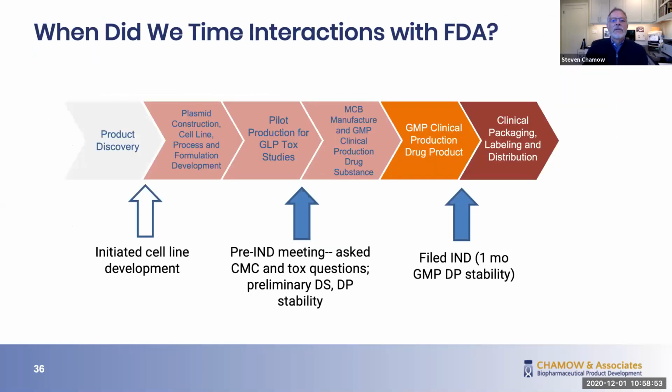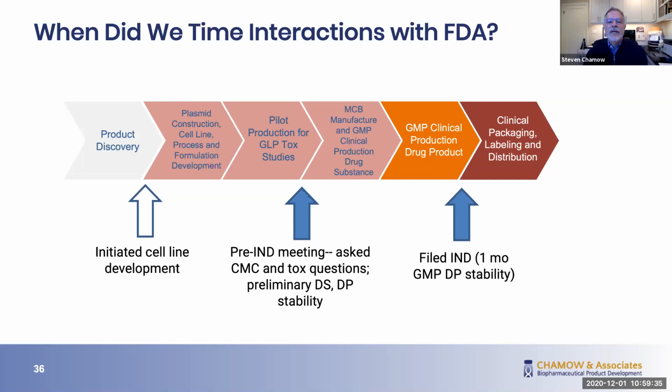So when did we time our interactions with FDA for this client? Well, they're shown here on this slide in blue with blue arrows. You saw this graphic earlier where we initiate cell line development at the beginning of the program. That's the white arrow. Our first interaction with FDA is the pre-IND meeting. We scheduled this meeting to occur after we produced the pilot material for GLP tox studies, but before we actually initiated the GLP tox studies.